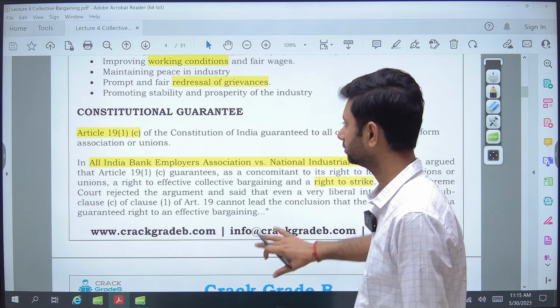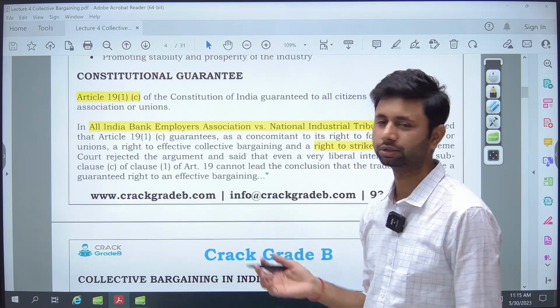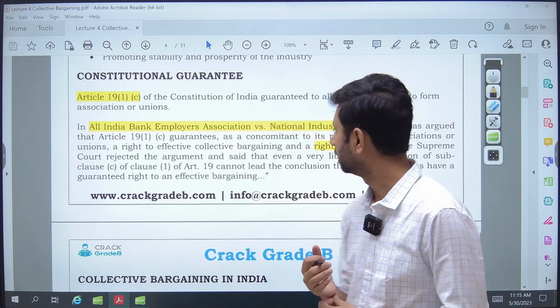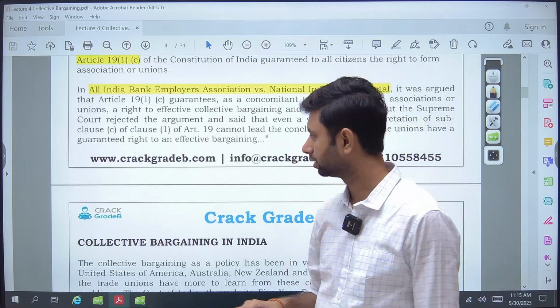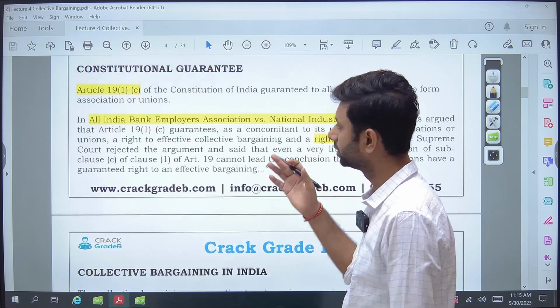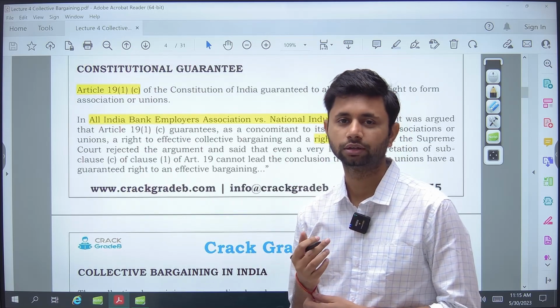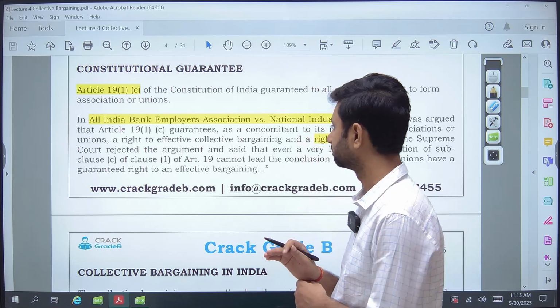Okay. Now, the constitutional guarantee we're talking about: Article 19(1)(c) provides a freedom to form associations or unions. But obviously this Article 19 is not an absolute right. It is a qualified right, subject to some conditions.